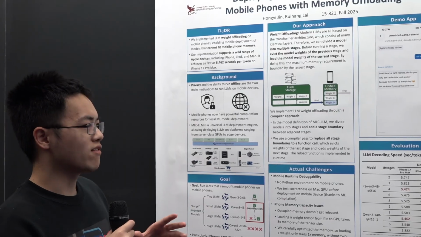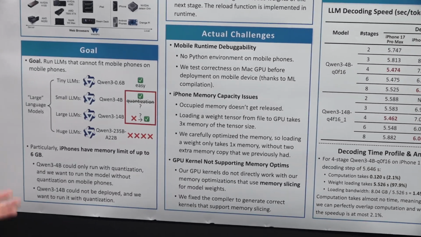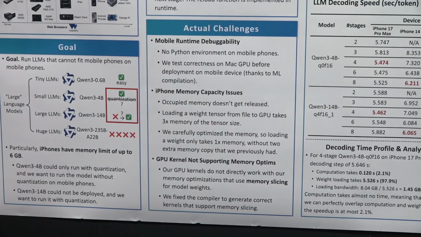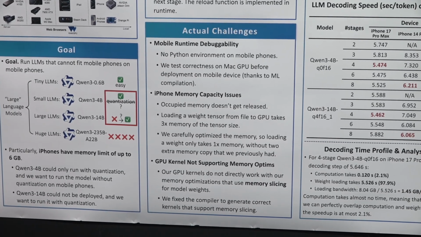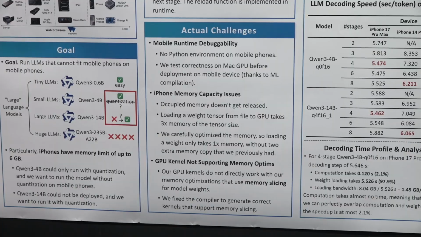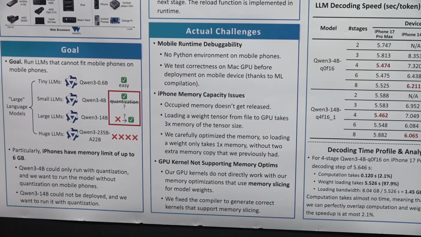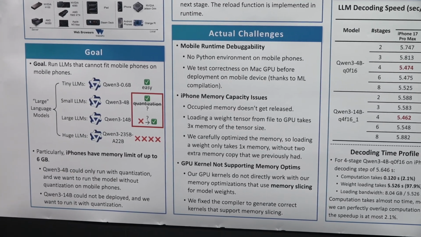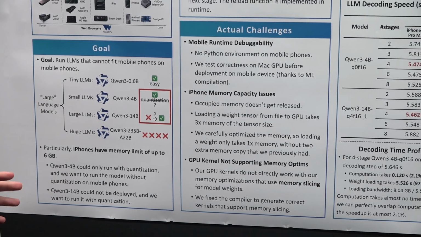And in this project, we have encountered some challenges. The first is that mobile runtime is hard to debug. Since there's no Python environment on mobile phones, there are no tools like PyTorch, Hugging Face transformers. So we do not have a reference implementation and cannot compare our results. However, fortunately, thanks to ML compilation, we can test correctness on our Mac GPU before deployment to the mobile device. And then the implementation can naturally be transferred to the iPhone.